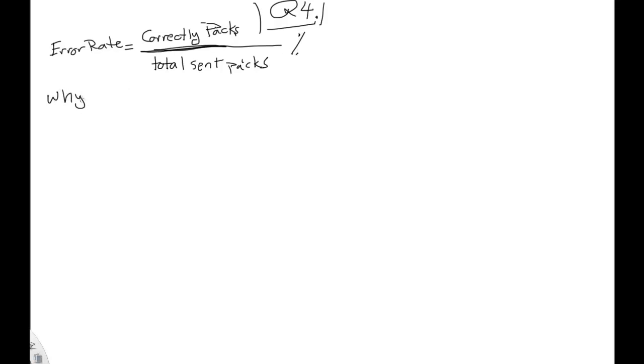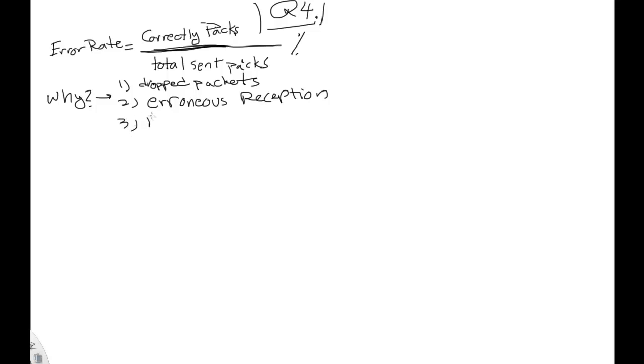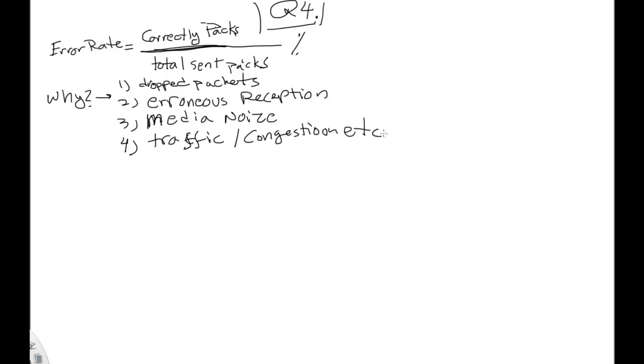Why does error occur? The reasons are basically, you can think of dropped packets, erroneous reception, media noise, traffic, and congestion, etc.